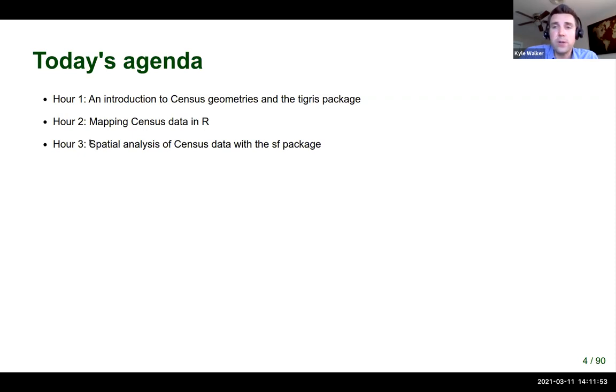So this first hour is going to be all about an introduction to census geometries and the Tigris package, which I wrote to allow for the use of census geometries in R. Hour two is going to focus on mapping census data in R. And then finally, hour three, which will start at 4 Eastern time, will focus on GIS workflows and spatial analysis of census data. So we'll try to start each of those hours on the hour.